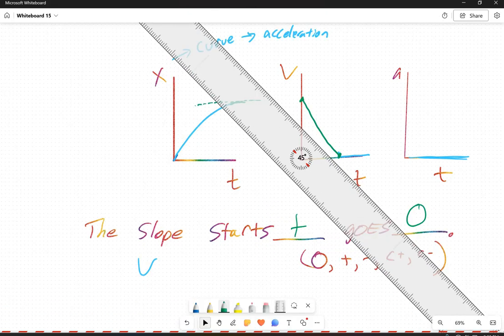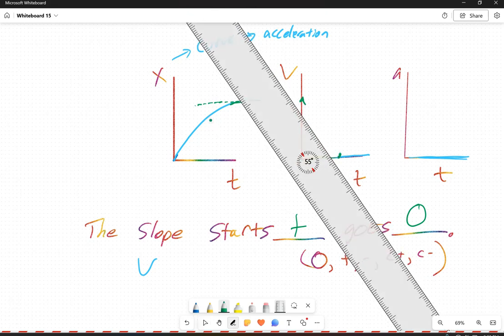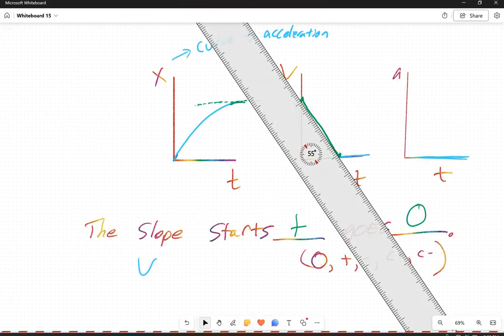My slope now, how would you describe that graph? What's that? We don't have any data to say what it does after that. So we would just say it starts constant negative, and that's what it is. So my acceleration, which is the slope of the velocity versus time graph, is going to be what? Perfect. Constant negative.